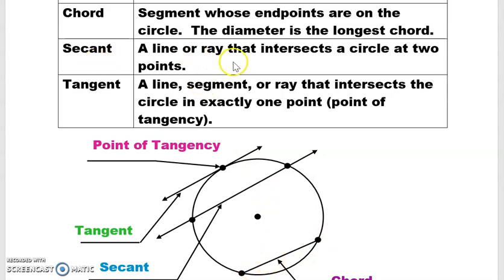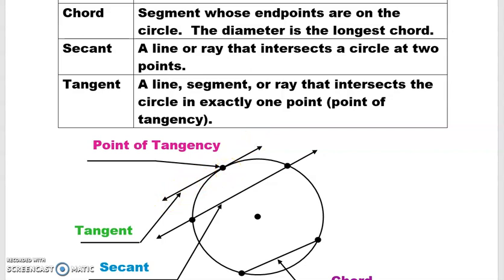Secant, a line or ray that intersects a circle at 2 points. This is a secant. Notice, from point to point, this looks like a chord, but a secant is a line, which means that it continues on forever and ever in both directions, hence the arrows. A tangent is a line, segment, or ray that intersects the circle in exactly 1 point. So the point that it intersects at is called our point of tangency, and this is our tangent line because it has arrows, but it could be a segment or a ray.